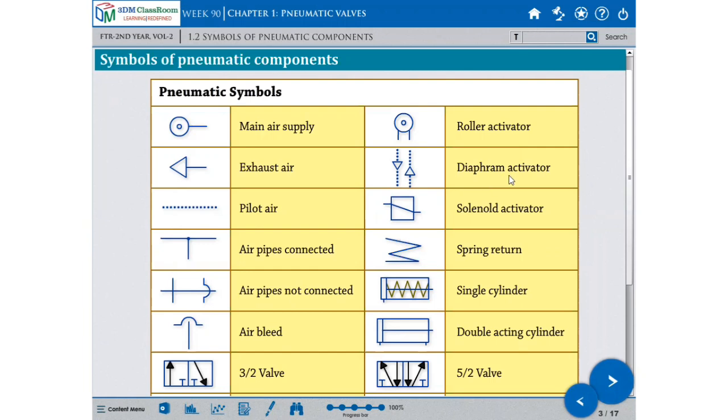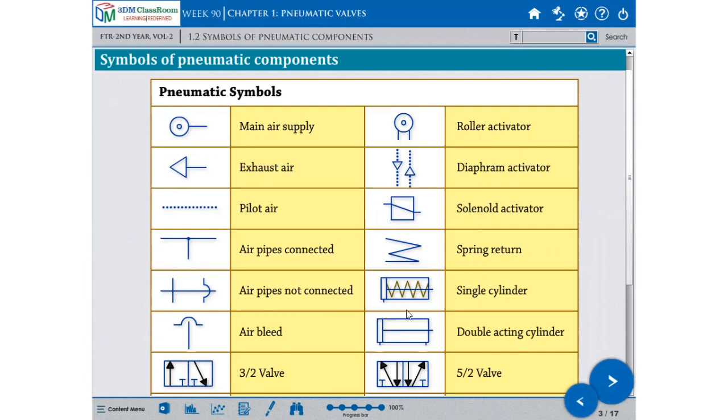This is a diaphragm actuator. Diaphragm, this will be the symbol. Now solenoid actuator. Suppose the LED blinks. For solenoid it will show like this. Solenoid actuator. This symbol is for spring return.